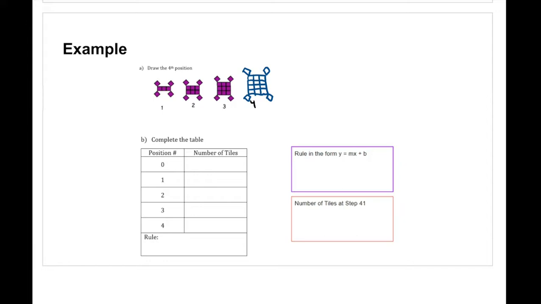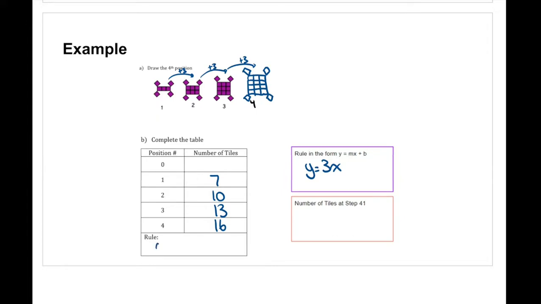Thinking of the table, position 0, I don't know quite yet. Position 1, I can easily count and say there are 7. Position 2, there are 10. Position 3, 13. And position 4, there are 16. If you go back to the pattern and ask what am I increasing by every time, that amount, plus 3, plus 3, plus 3, is our multiplier. So in our rule, y equals 3x.